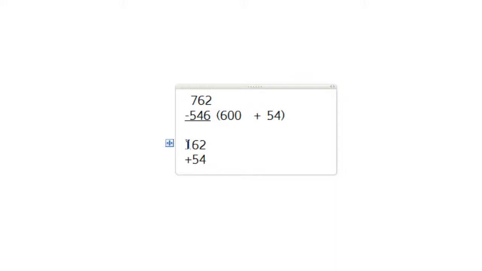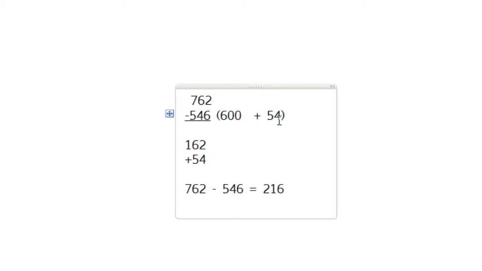So we're going to do our addition. We've already got 100, so that's good. We have 5 plus 6, 50 plus 60 is 110. So 110 plus 100, 210. And then 210 plus 6, 216. Okay, so let's have a look at the answer. Please be right. 762 minus 546 equals 216. Oh, thank God.